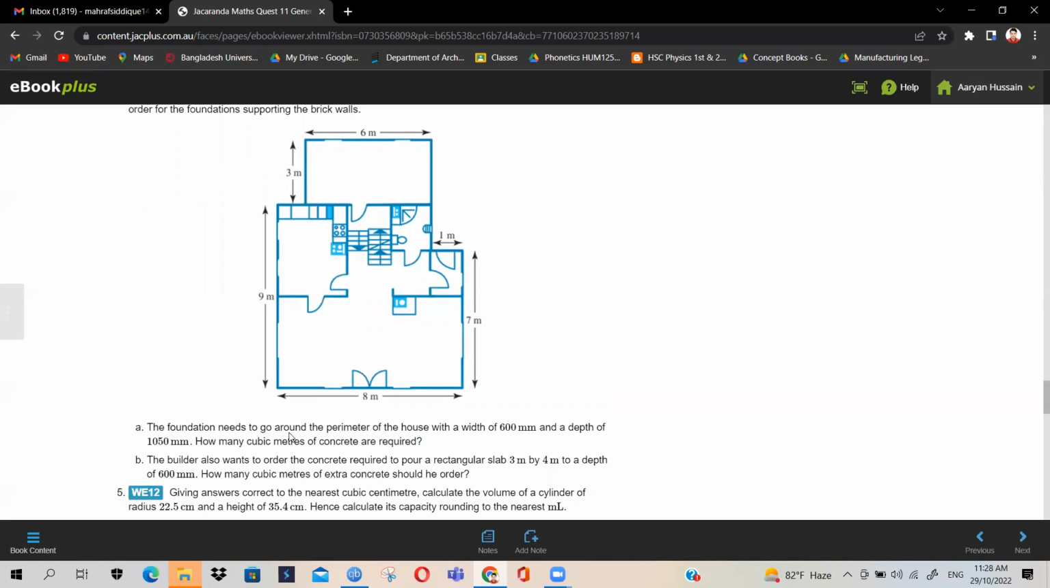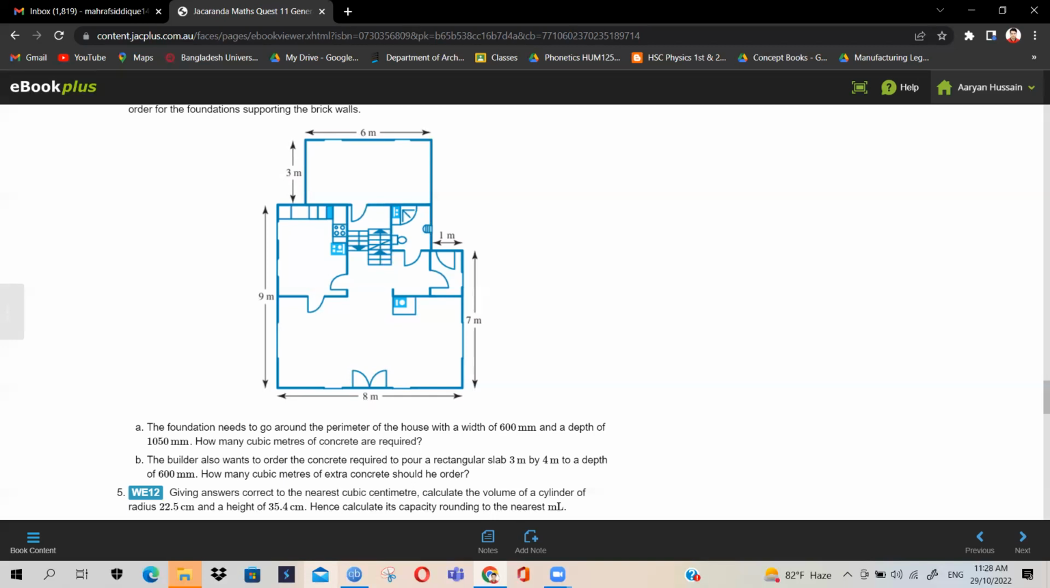So the foundation needs to go around the perimeter of the house with the width of 600 millimeters with the depth of... Visualize it. How is your building constructed? It's not like just walls of no thickness at all, right? There is a certain thickness of walls, and also beneath the walls there is sort of a foundation given, right? Think of it in that way.